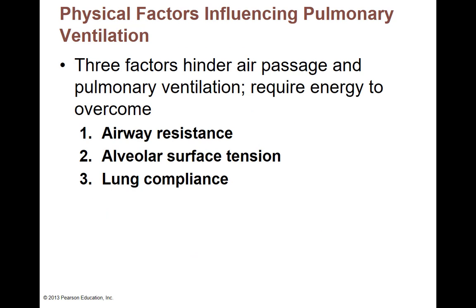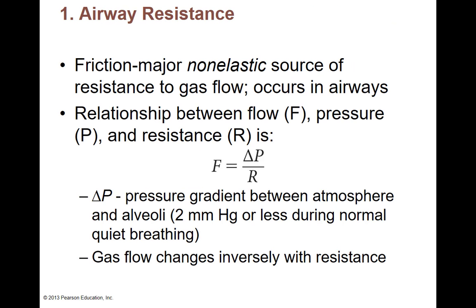Now, three physical factors that influence air going in and air going out. These are things that are going to hinder air going in, things that are going to slow down air from going in, and they all require energy to overcome. The first one is airway resistance. This big one has to do with the fact that if you've got airway passages, air has to flow along them. But anytime you have air rubbing against anything, even the surface of those bronchial tubes, there's friction there that slows the air down. This is airway resistance. It's that friction of air just rubbing against or going past those airway walls.